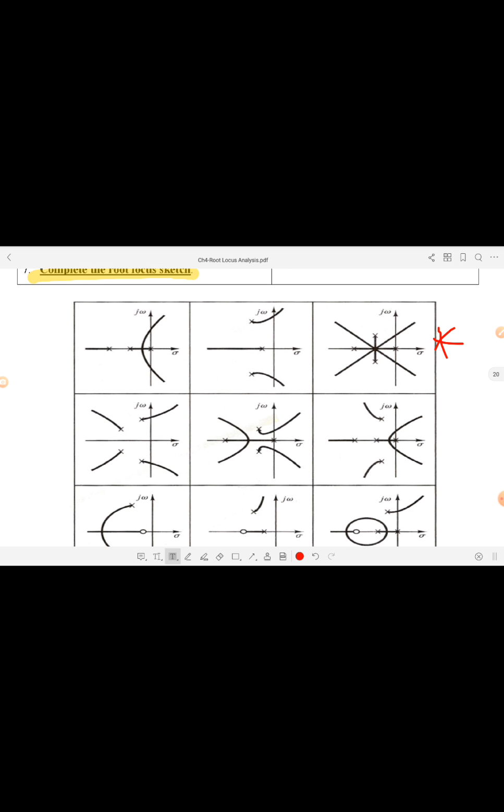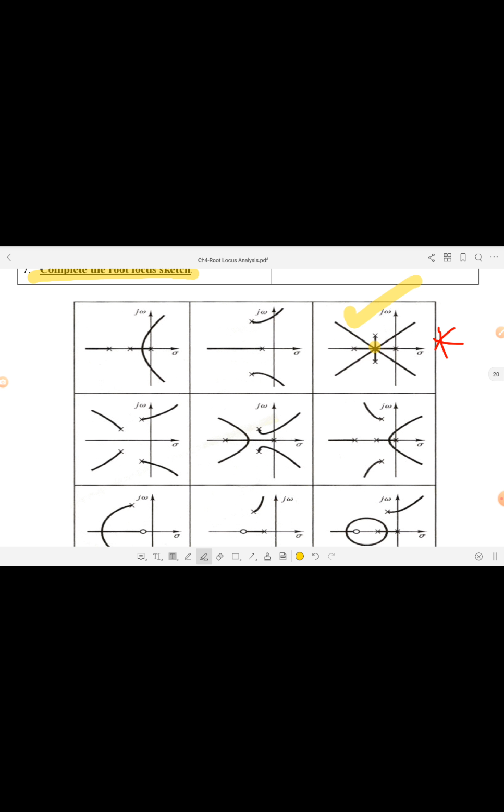So these are some rough root locus sketches that I will just cover some of them. I will cover this one because in this one here we have this breakaway point, and the number of branches that are met at this breakaway point is 4.